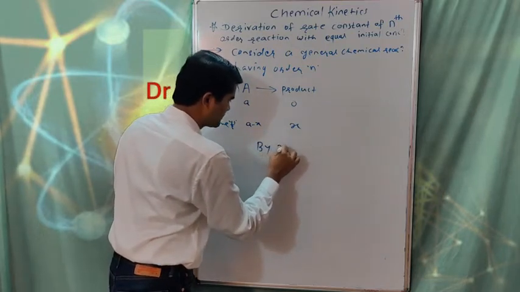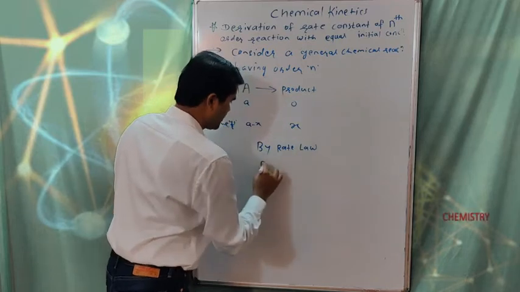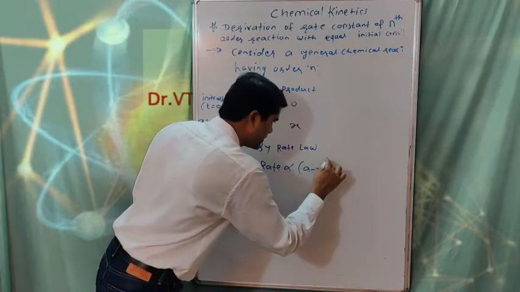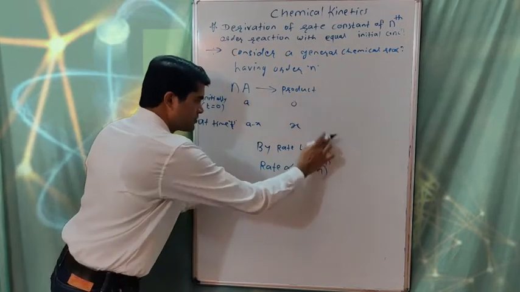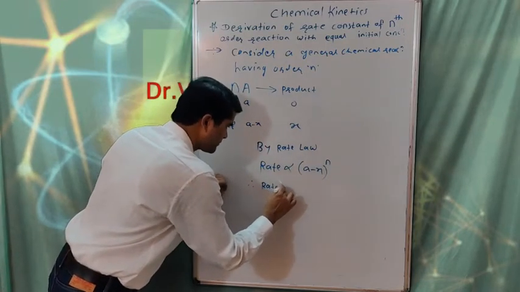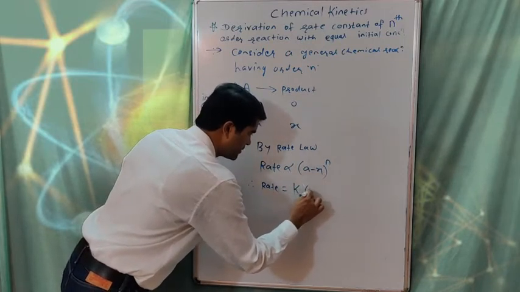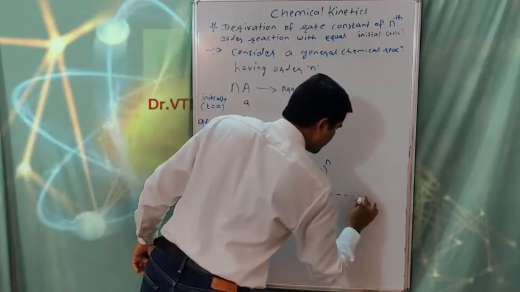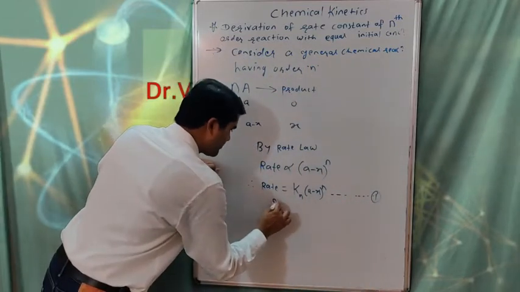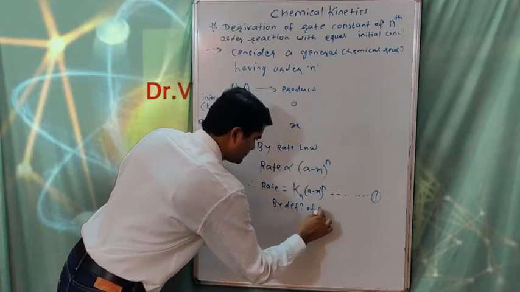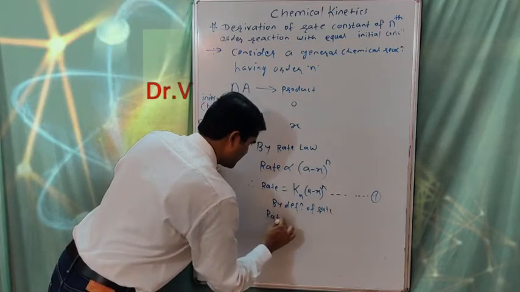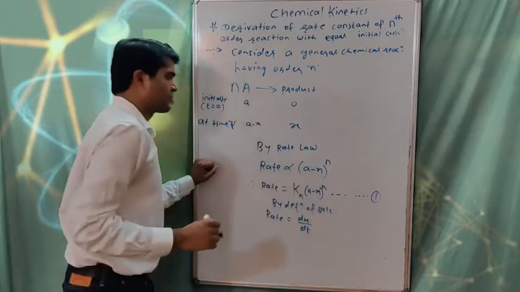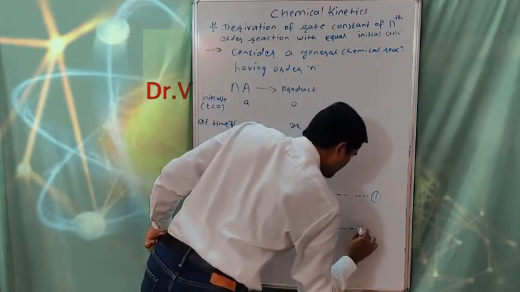So by rate law, rate of reaction is directly proportional to the concentration of a minus x. It is nth order, n experimentally determined, so therefore raised to n. And therefore rate is equal to Kn. Kn is the rate constant or velocity constant or specific reaction rate of nth order. So this is your equation number 1. Now by definition of rate, rate is equal to dx by dt.